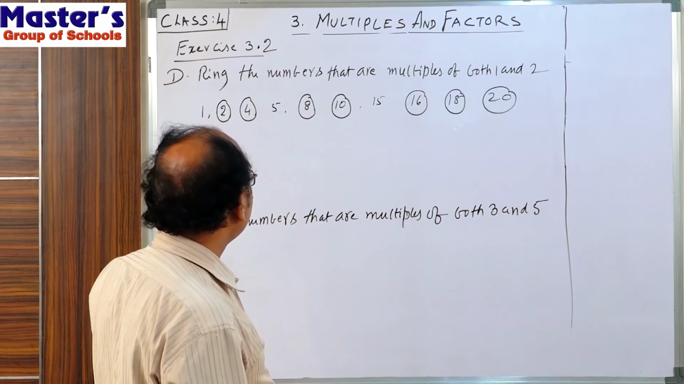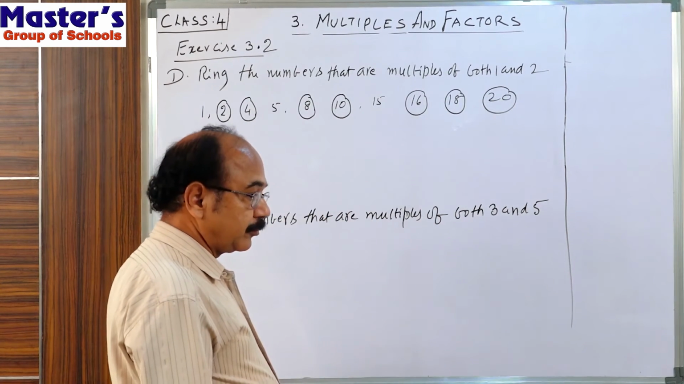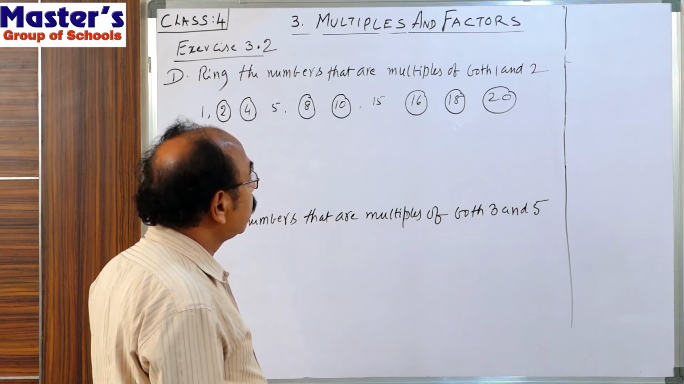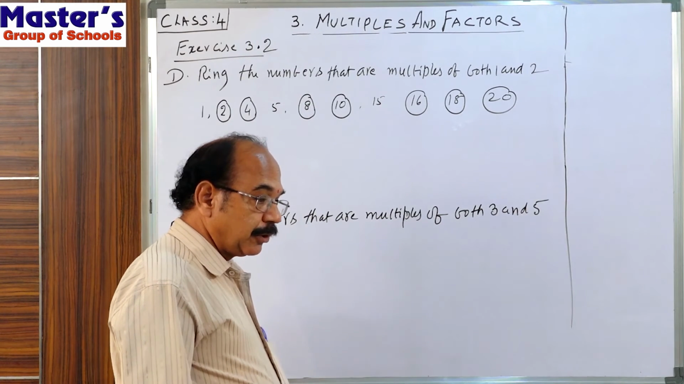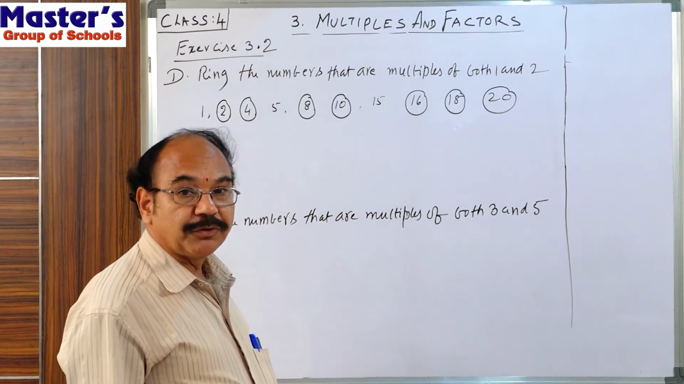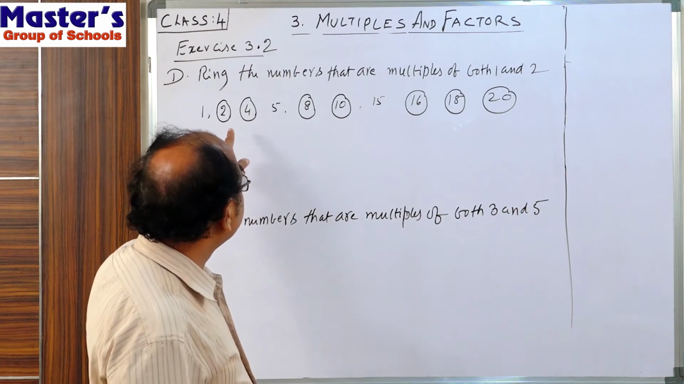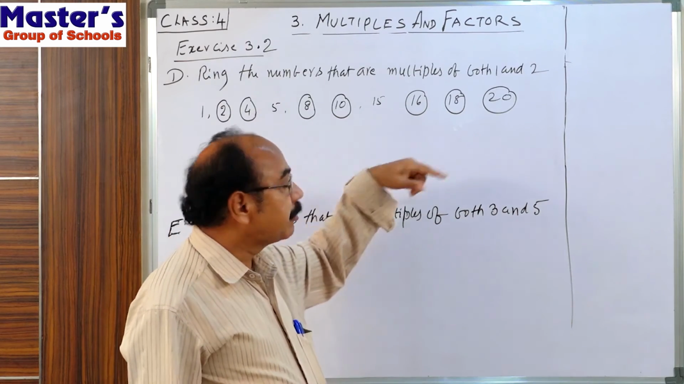You see, children, these numbers you can get in reading the 1 table and 2 table. If you read the multiplication table of 1, you can get all these numbers: 2, 4, 8, 10, 16, 18, 20.